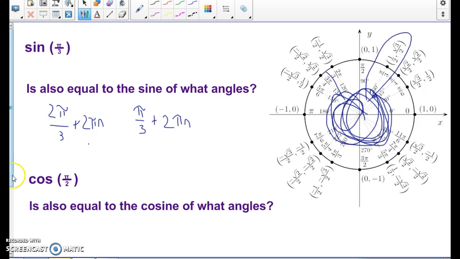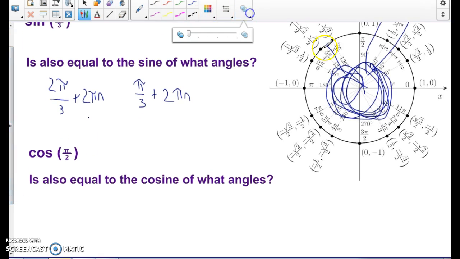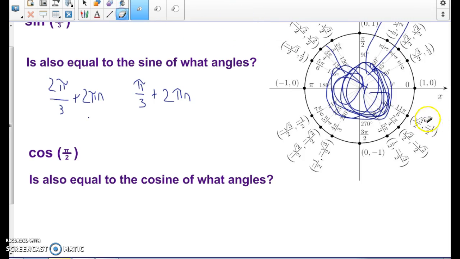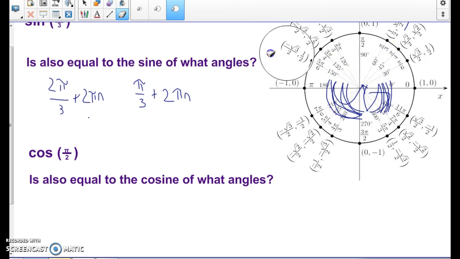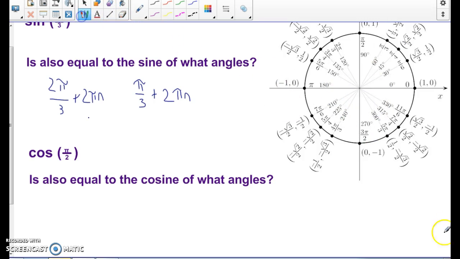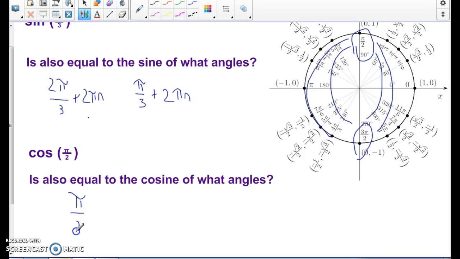Now let's take a look at the cosine. Cosine of pi halves, we're looking at the x values. Oops, so I'm going to erase instead of draw more circles everywhere. So pi halves is right here. The cosine value, the left-right position, is also here. This repeats every pi. Notice how every pi, it's a new answer. So this value repeats every pi n. Okay?